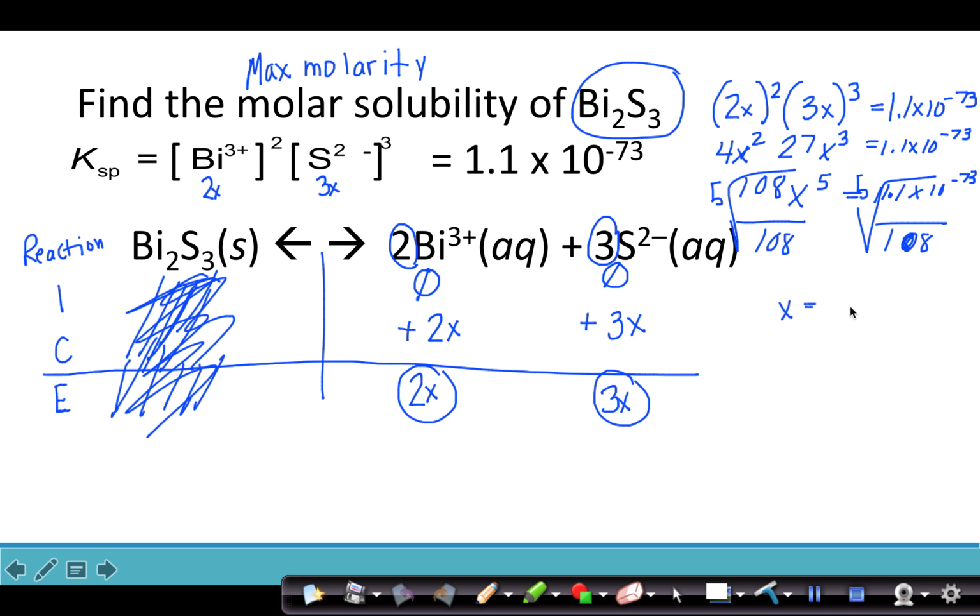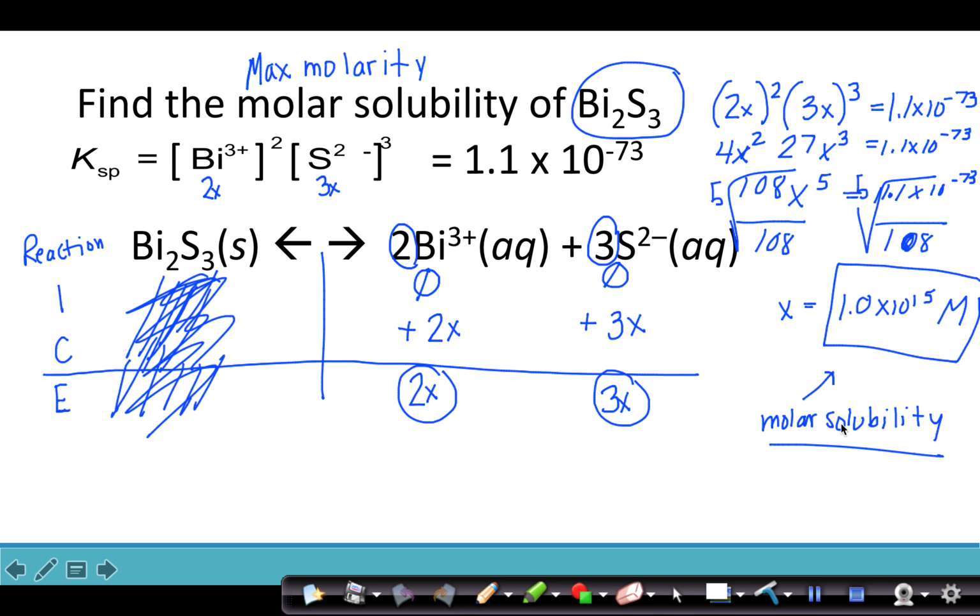Once we do that, our x actually comes out to 1.0 times 10 to the minus 15, and that is a molarity. This here is called the molar solubility of Bi2S3. This is the maximum molarity, the maximum number of moles of Bi2S3 that we can get to dissolve in 1 liter of total solution.